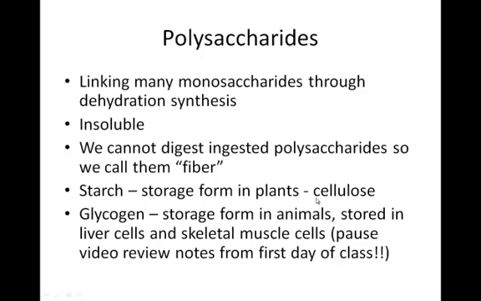Cellulose is definitely fiber. Those make up the cell walls of plants. Now glycogen is a storage form of polysaccharides in animals. We store them in our liver cells and our skeletal muscles. Remember, we just link glucose molecules together when the pancreas releases a certain hormone. I want you to pause this video and review your notes from the first day of class. We went over that hormone.